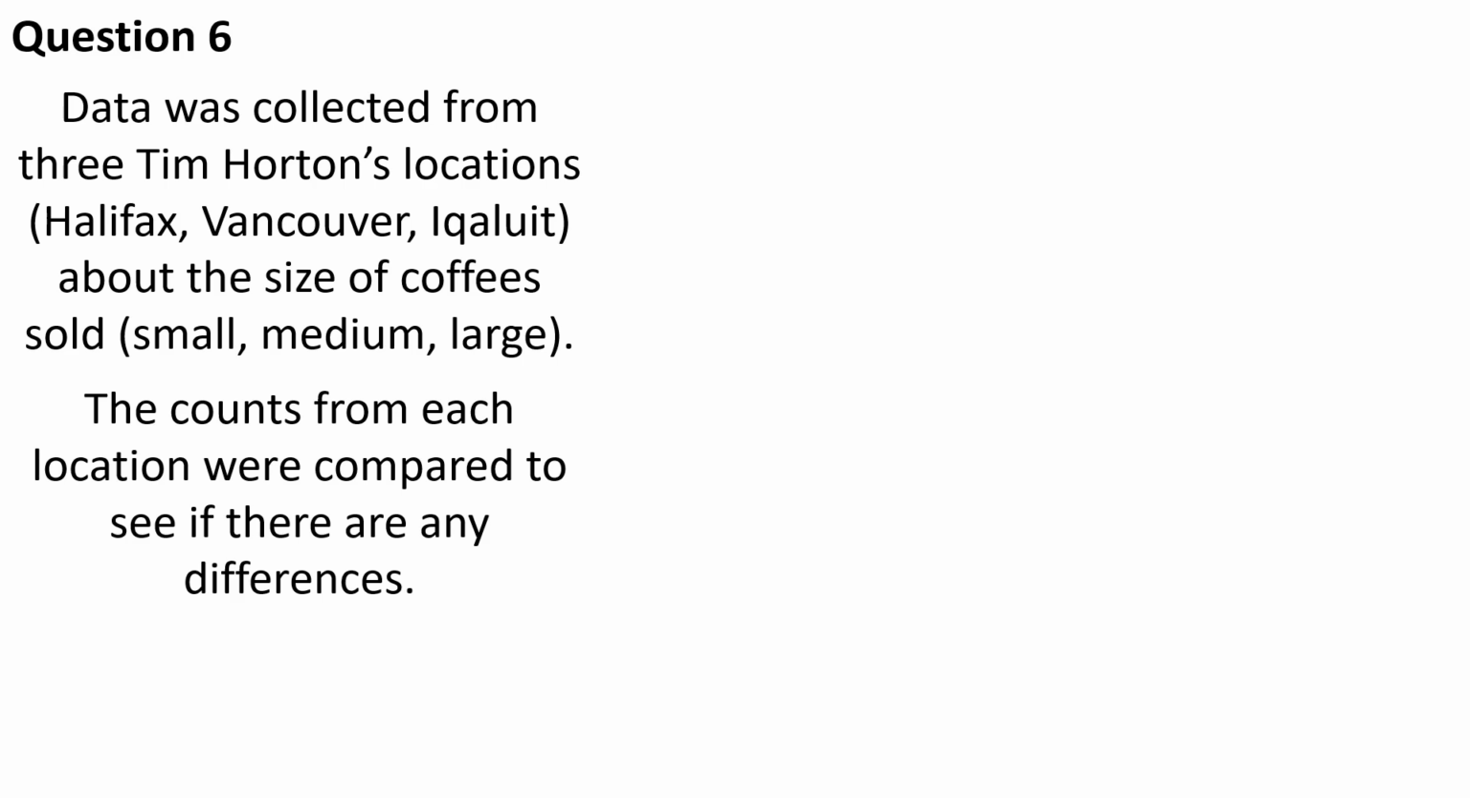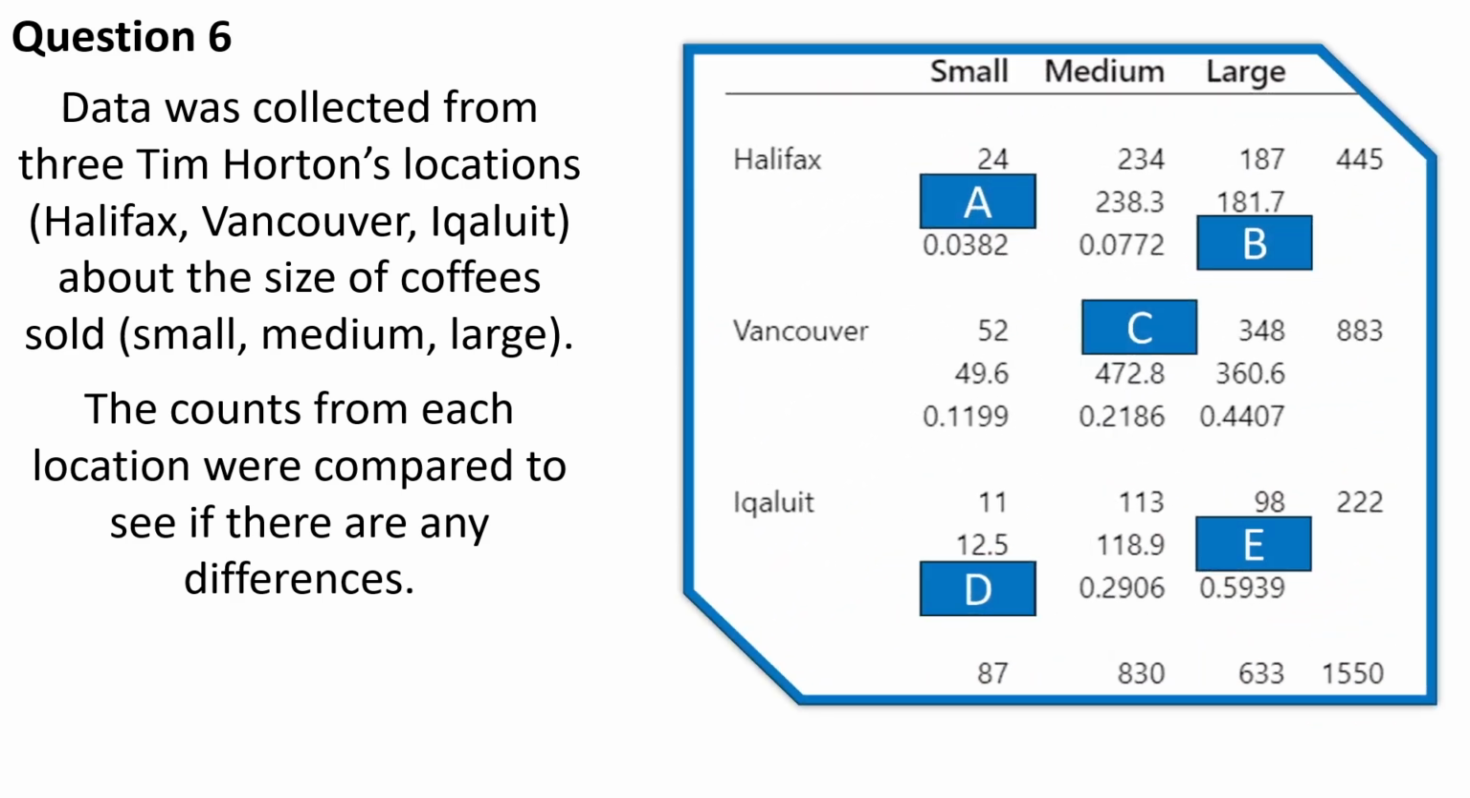So here, data was collected from 3 Tim Hortons locations. We have our data table here: Halifax, Vancouver, and Iqaluit, and we're looking at the distribution of the size of coffee cups sold at a local Tim Hortons. So we have 3 size categories, and we have 3 populations from which we're drawing. This is a homogeneity test. And the first question was to fill in the missing values.